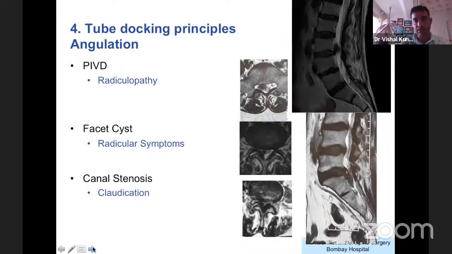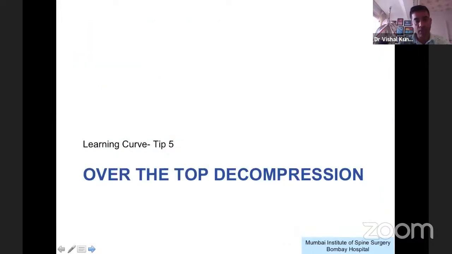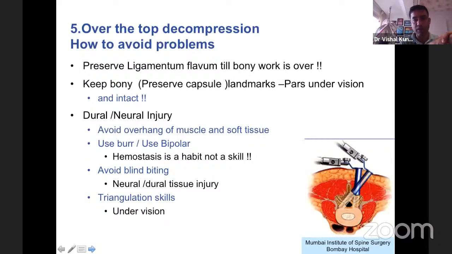And as I just emphasized, knowing your exact pathology, where it has migrated, will also help you determine the right angulation of the tube. And this is something that we must pay attention to preoperatively. And last but not the least, the meticulous technique of doing over-the-top decompression cannot be overemphasized.